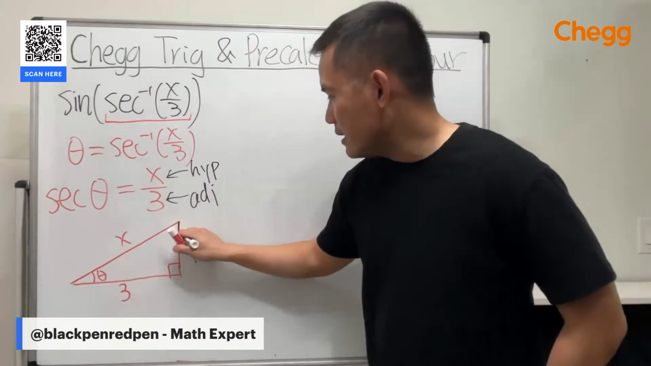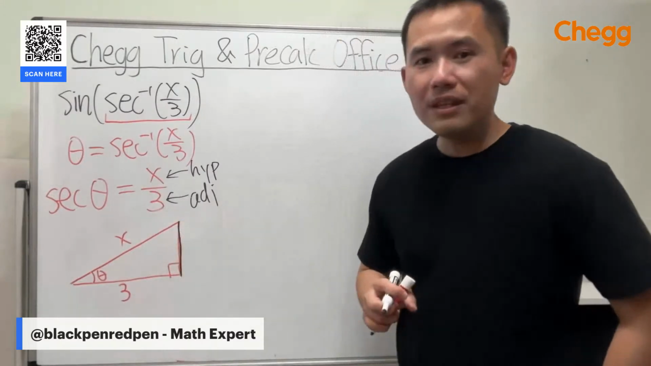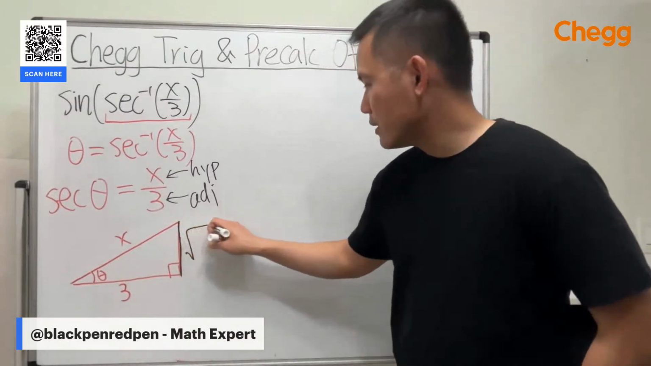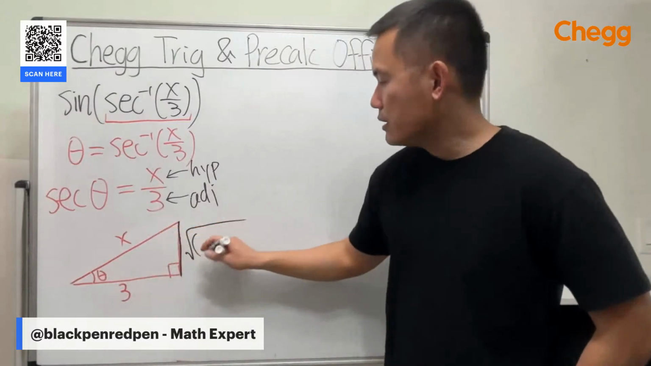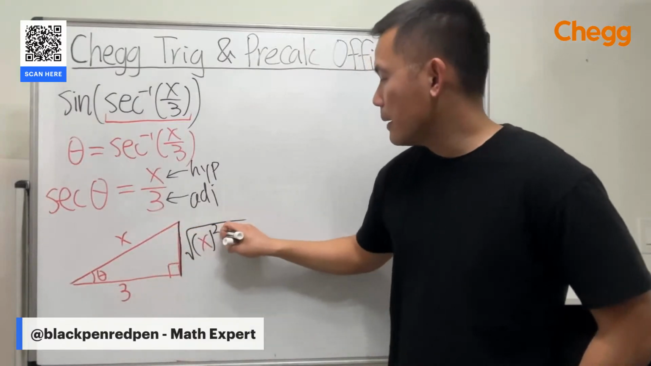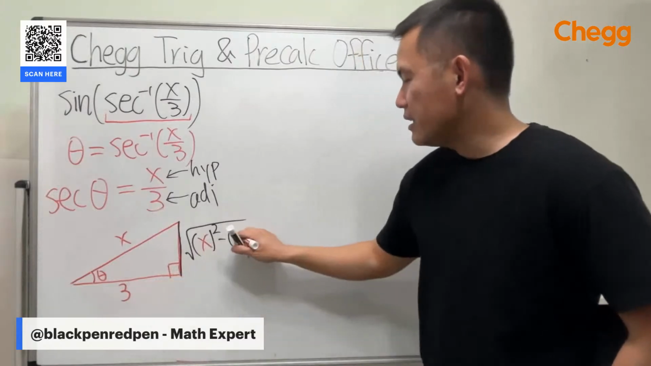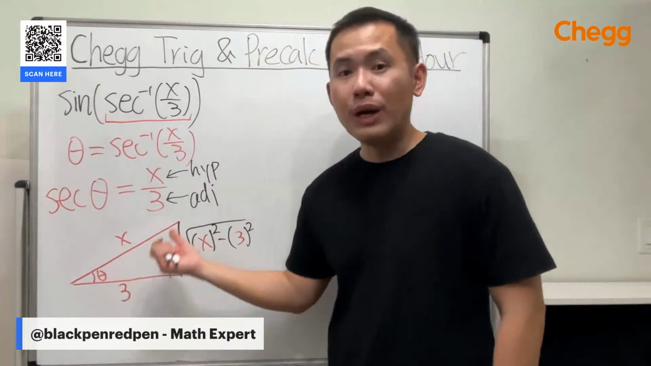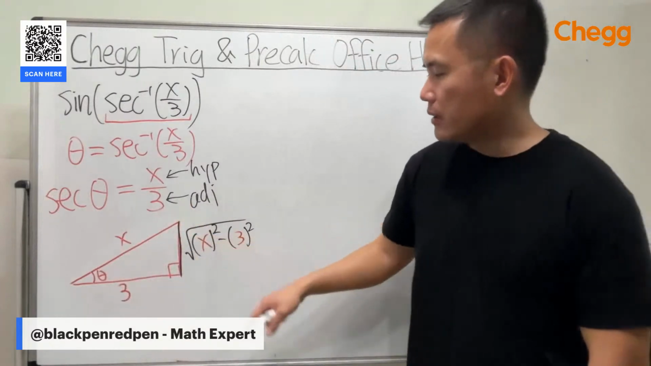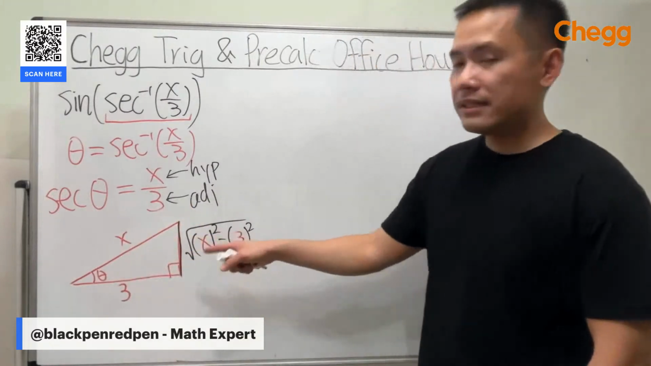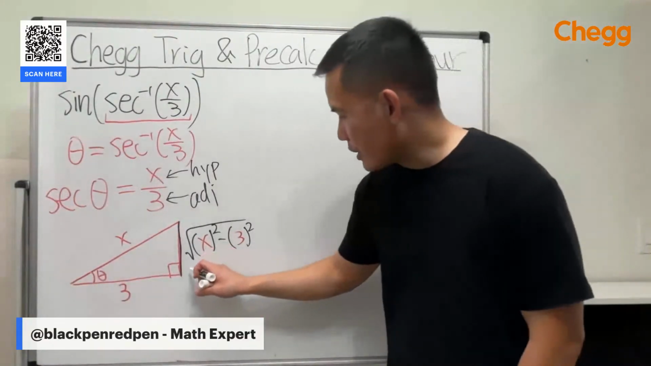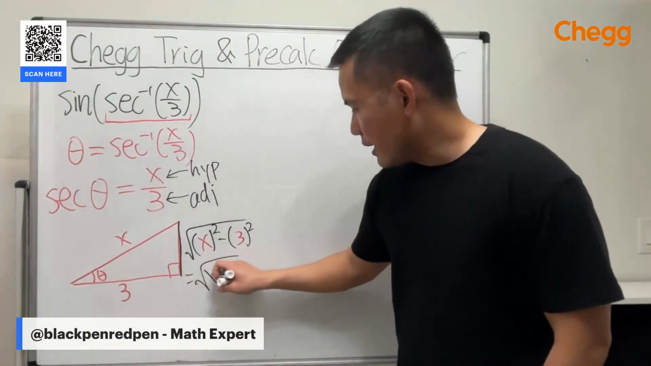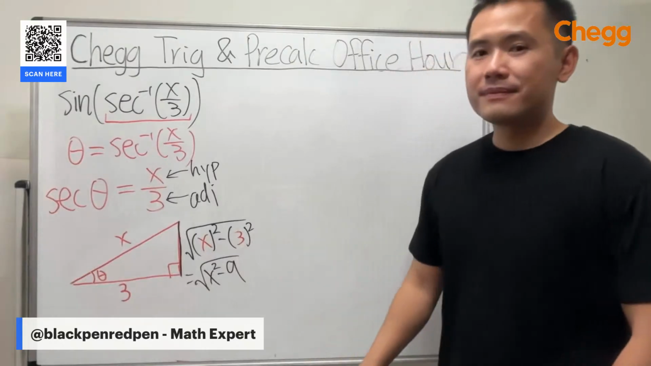For the other side, do the same thing. First, open the square root. You take the hypotenuse, square that, minus the other side, square. If the unknown is the hypotenuse, you will have to add them up. But here, hypotenuse squared minus the other side squared. And this right here is just square root of x squared minus 9.